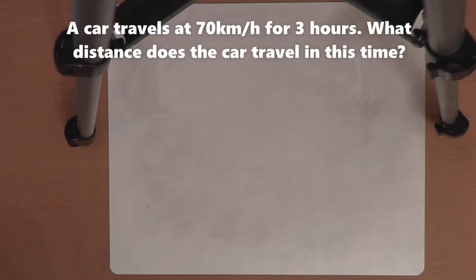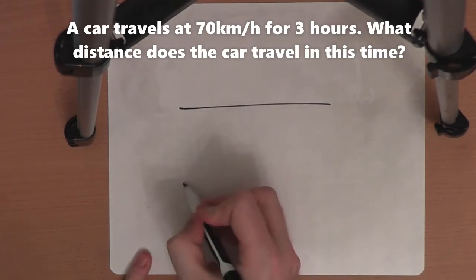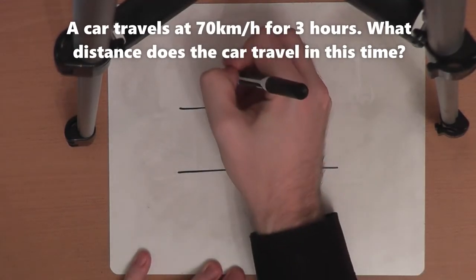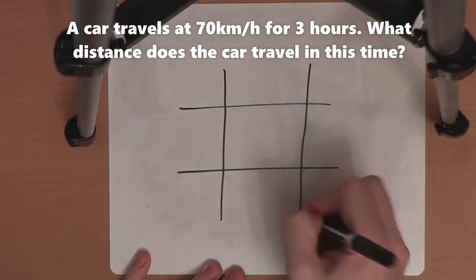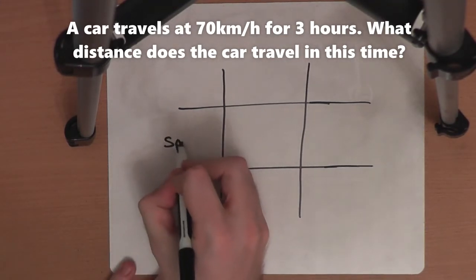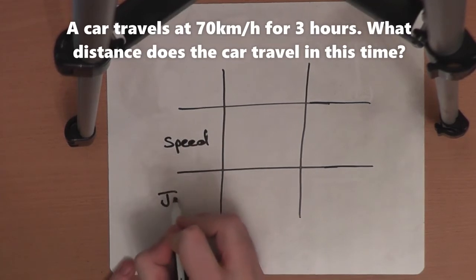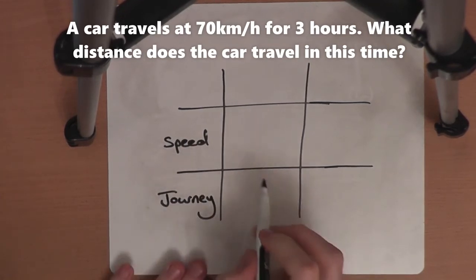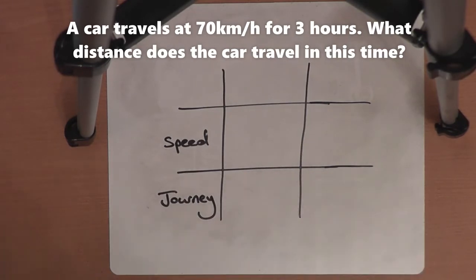So the first thing we're going to do is draw a table, and the table is always going to look the same. So we're going to draw ourselves a nice grid. Here, we're going to have a row for speed, and here we're going to have a row that I'm going to call journey. This row here is going to contain information about the speed that's given to us in the question. This row here is going to contain information given to us about the particular journey being made, i.e. the car, and what the car is doing.